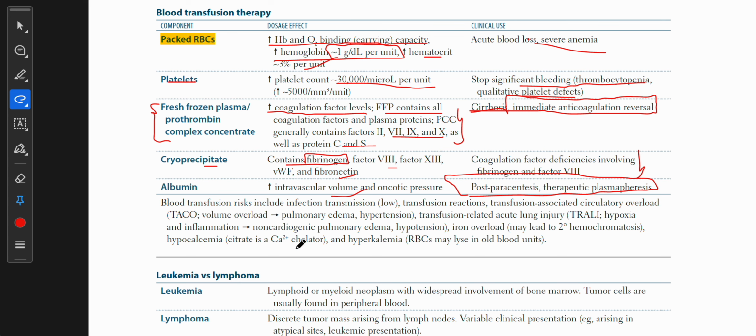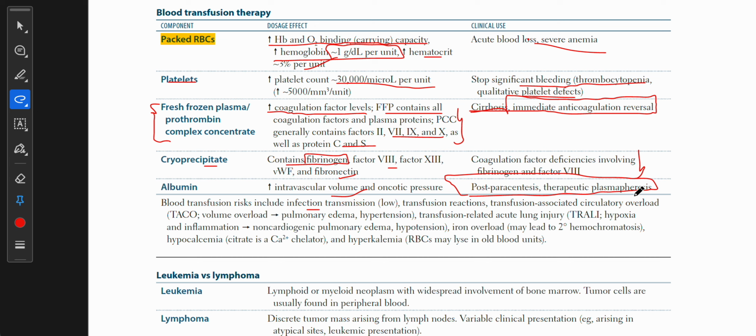and oncotic pressure. So blood transfusion risks include infection transmission, which is low. That is the one: if the transfused blood is already infected, then there is a risk of infection in the person in whom the blood is transfused. And transfusion reactions can occur.